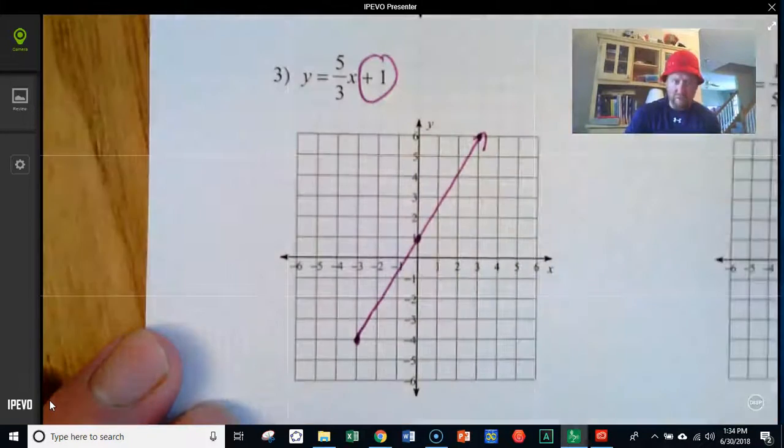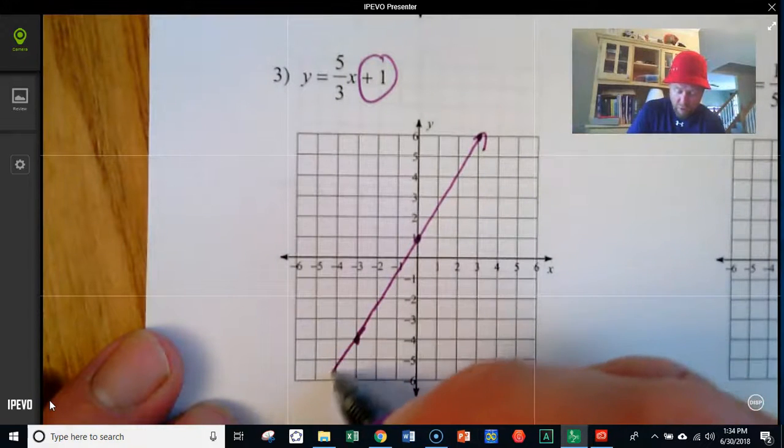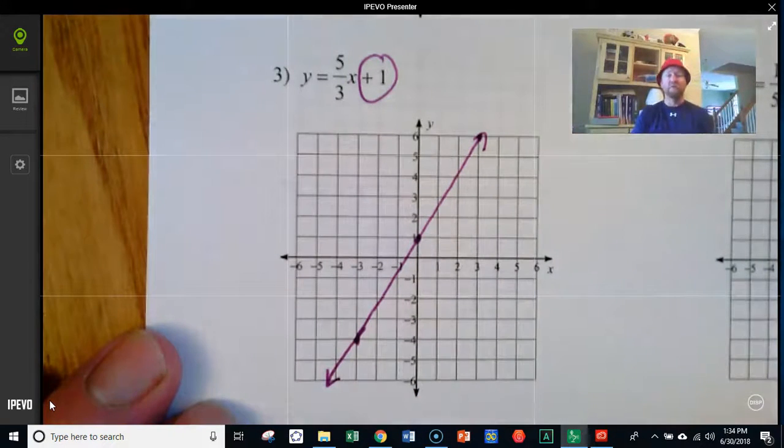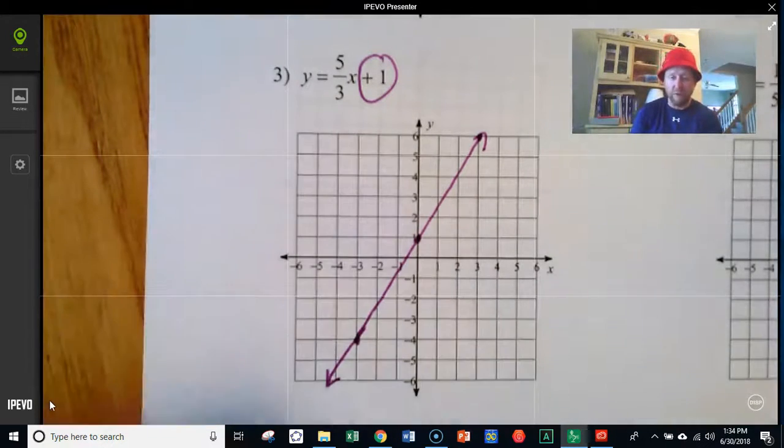So up here, and remember the line goes on forever, so we draw it all the way to the edge of the grid. That's as much line as we can draw before we run out of space. If the grid were bigger, we could draw more line. That's all the space we have.